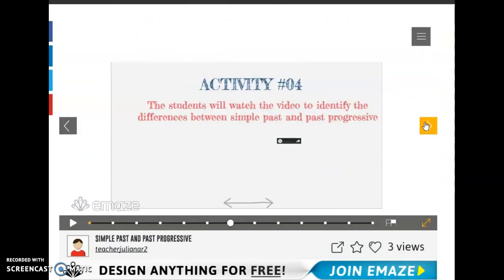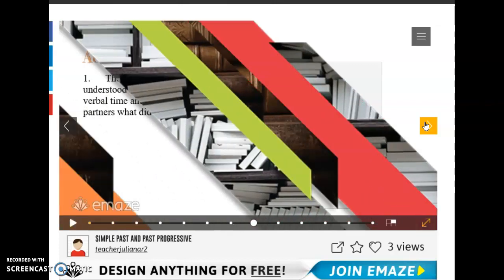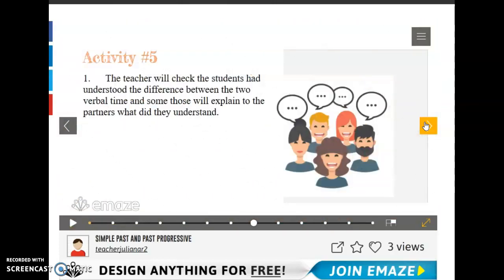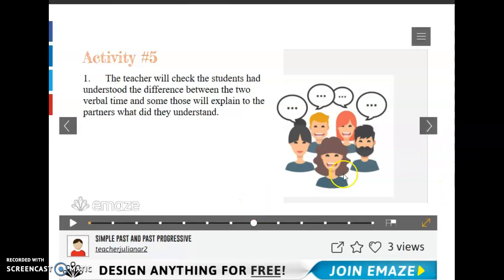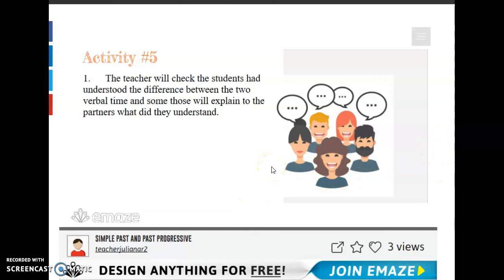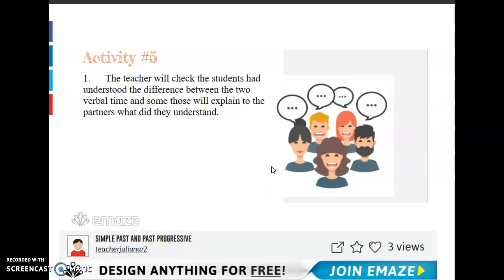Activity number 4 is about other videos to identify the difference between simple past and past progressive. The students will speak about what they understood about the difference between the two verb tenses, and they must explain it to their partner.